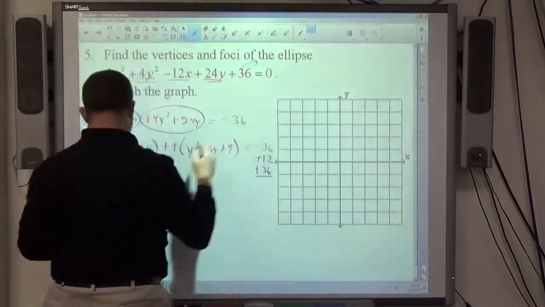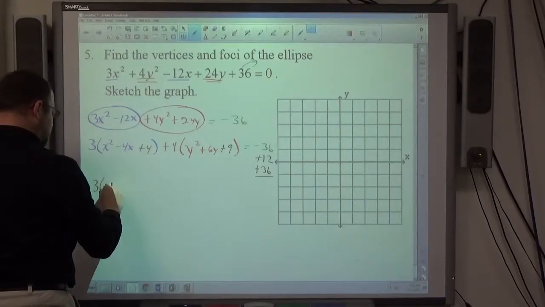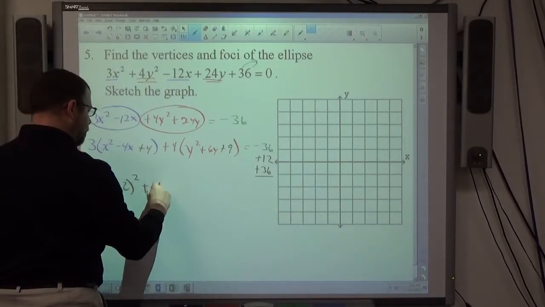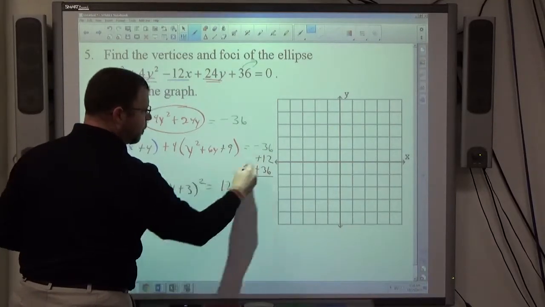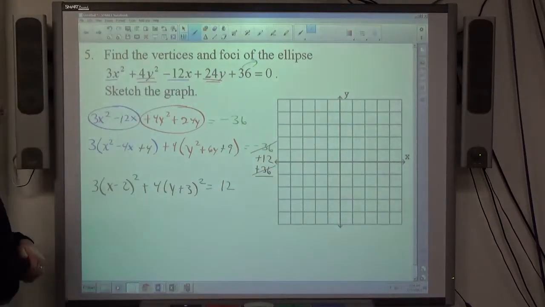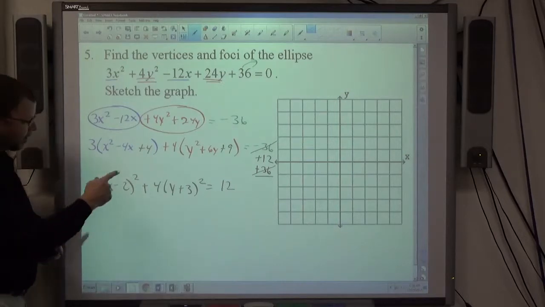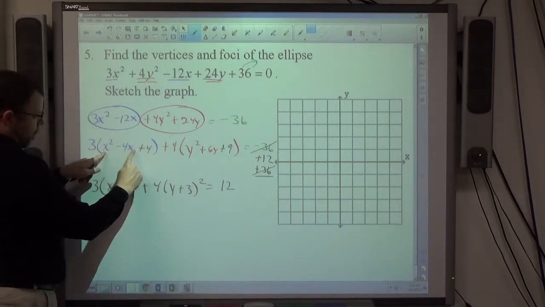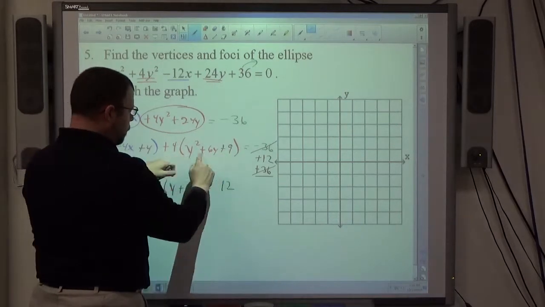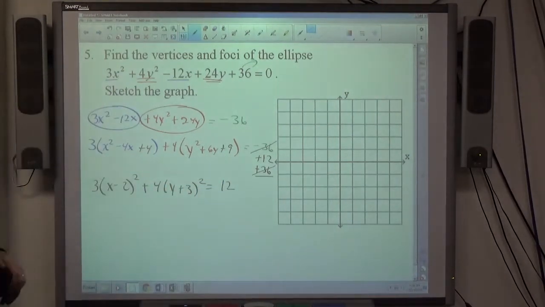That leaves me with 3 parentheses x minus 2 the quantity squared plus 4 parentheses y plus 3 the quantity squared is equal to 12. Negative and positive 36 cancel. 12 is left over. As far as factoring these, again, perfect square trinomial, square root sign, square root sign. Each time the binomial is squared.